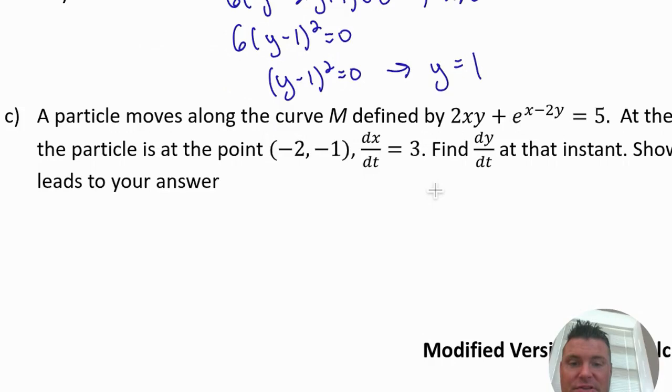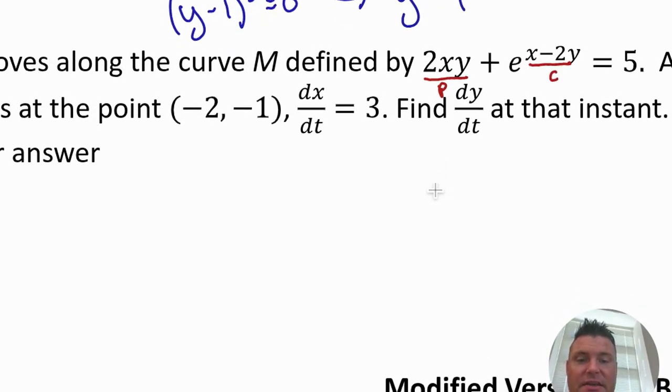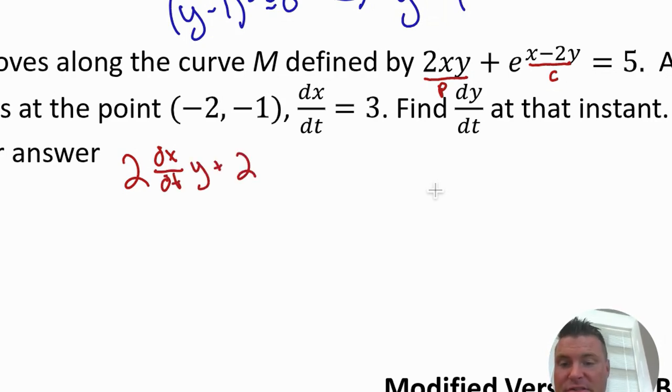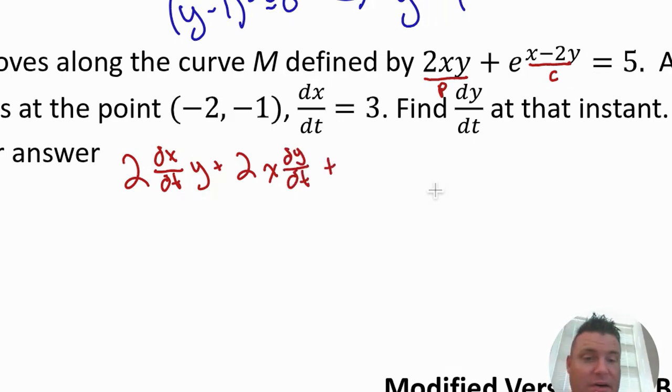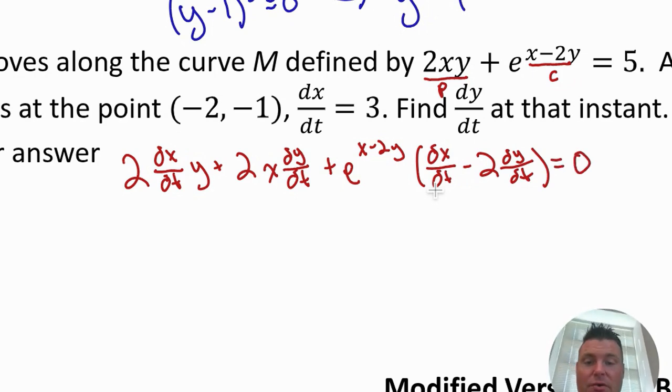So be careful for this implicit differentiation, because we do have some product rule here. I'll put a P there for product, and we do have some chain going on here for that e. So for that first product rule right there, we're going to get 2 times the derivative of x with respect to t, which is 2 dx/dt, times y, plus 2x times dy/dt, plus the derivative of any e function is just e to the x minus 2y. Take the derivative of the inside, which we have to tag: dx/dt minus 2 dy/dt, equals the derivative of 5, which is just going to be a big old fat 0 there.